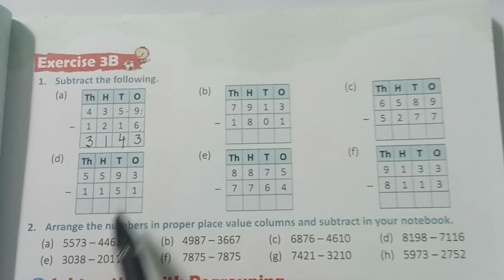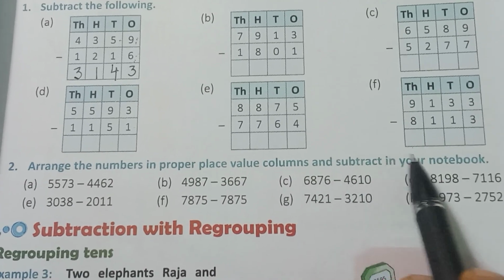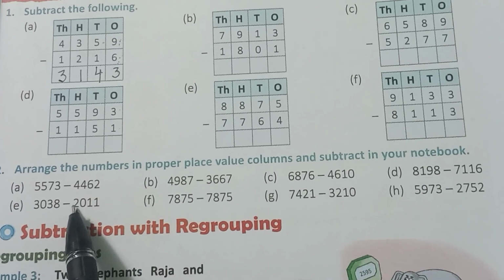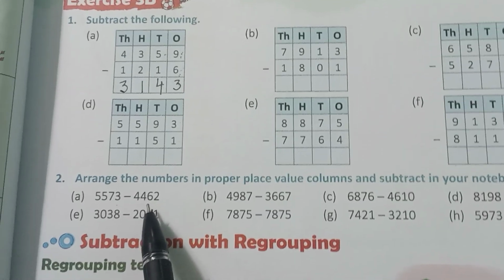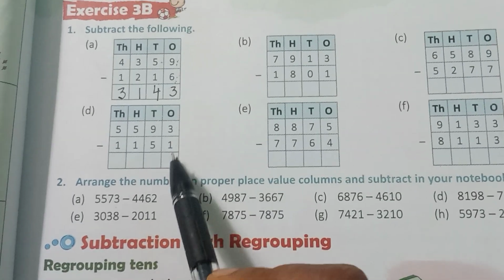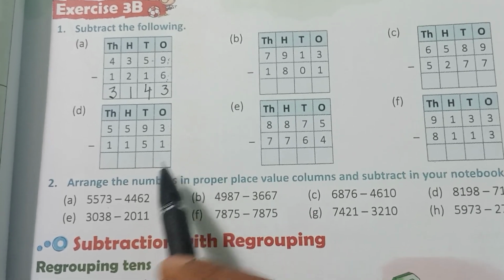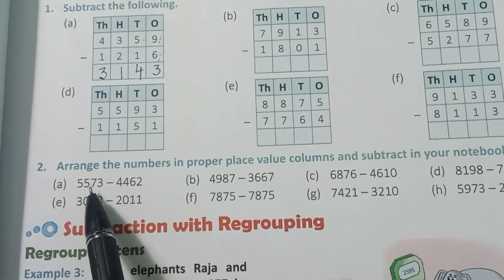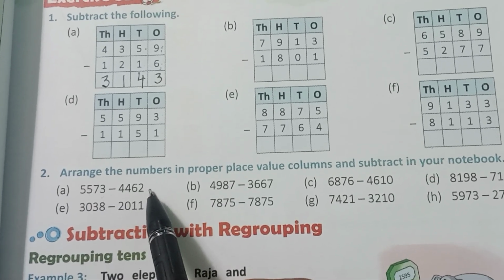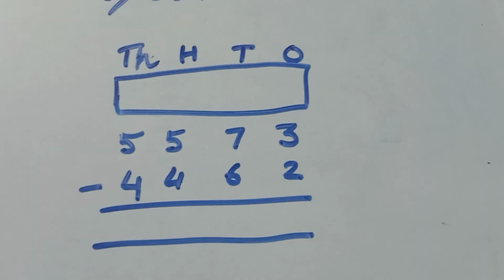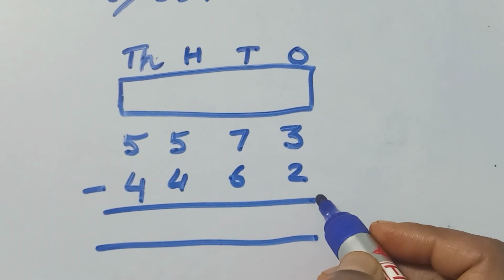Now children, in question number 2, arrange the numbers in proper place value columns and subtract in your notebook. So here numbers are given, but before subtraction we need to arrange these numbers under the place value columns. Means we need to write like this. So here the first question, you have to subtract 5573 minus 4462. So children, we will solve it. We will arrange all the numbers under the place value columns.